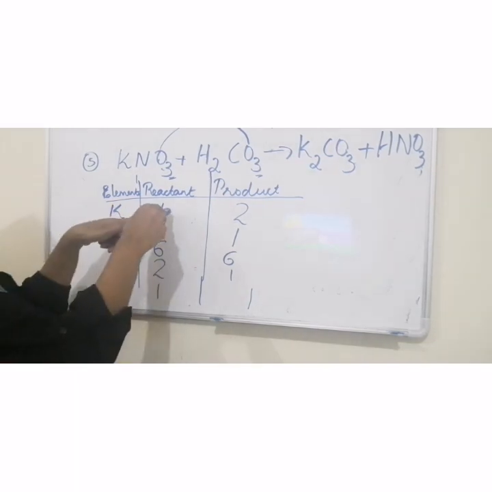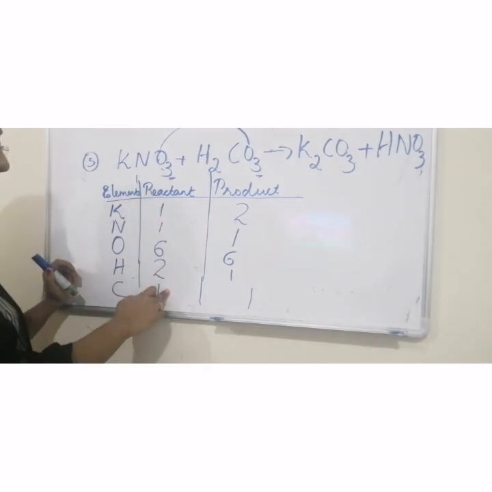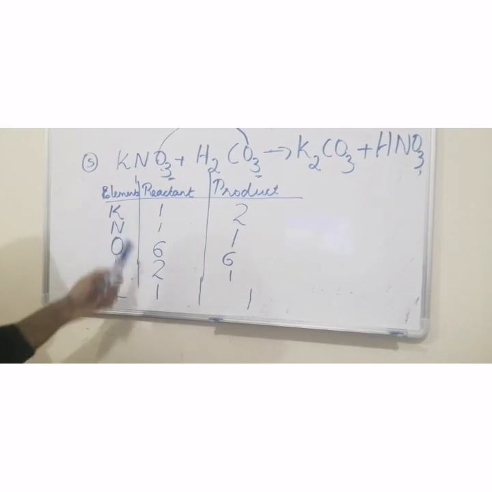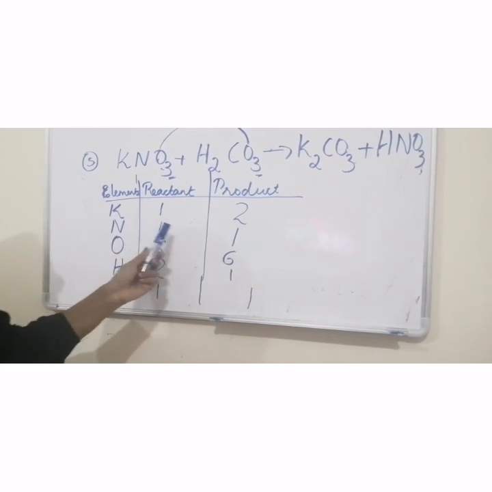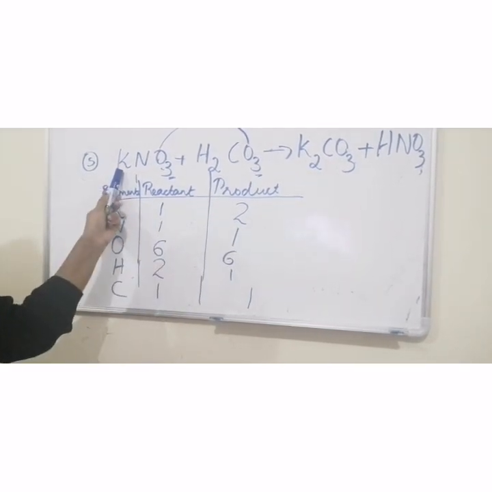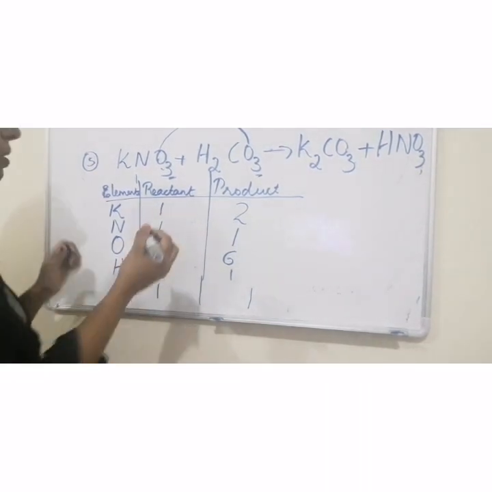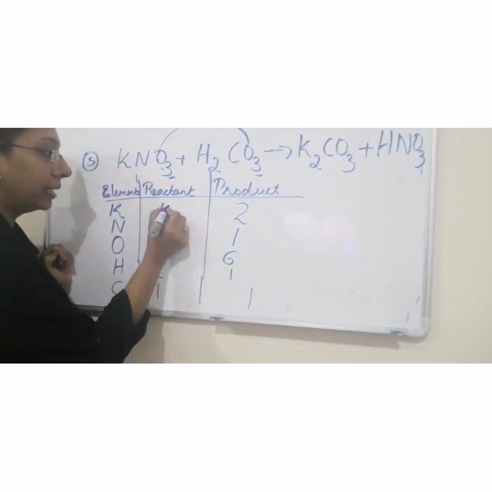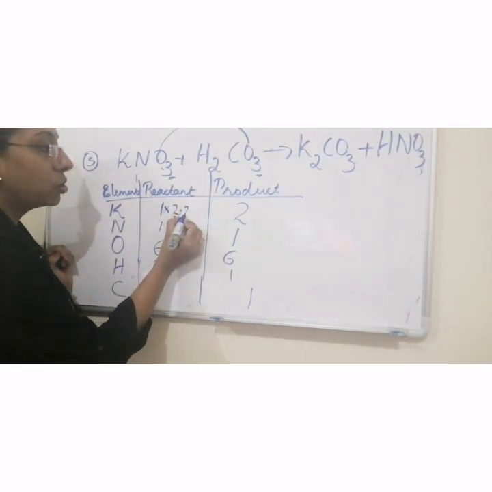Here we can see many numbers that are different. Like we already learned, before balancing hydrogen and oxygen we have to balance the other elements first. So first we will go with the elements like potassium, nitrogen and carbon. Here we can see carbon is 1, 1, nitrogen is 1, 1. The first element is potassium. On the reactant side it is 1 and on the product side it is 2. So what will we do? Listen carefully because a lot of numbers are there. We will multiply it with 2. So we will get potassium 2.